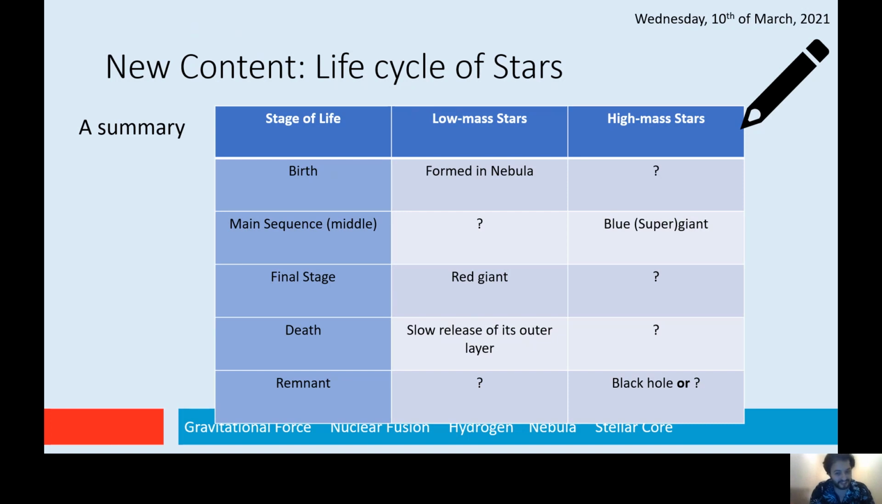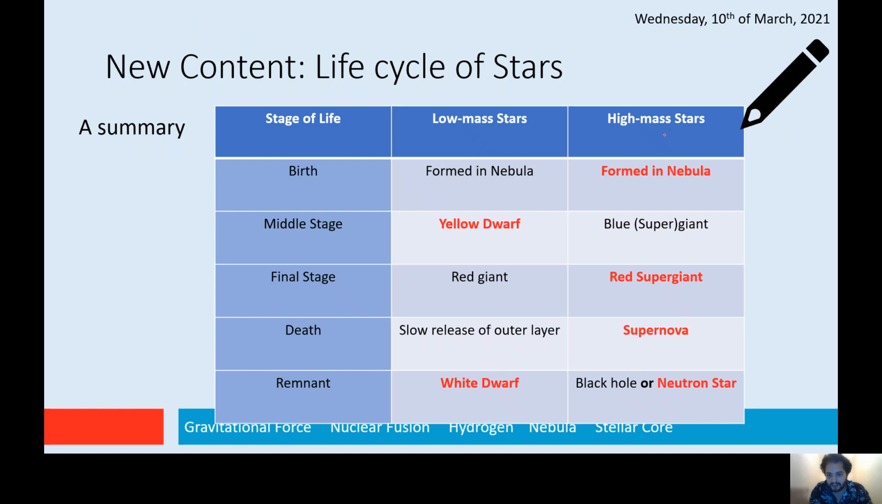So I'm going to assume you paused the video. So let's have a look at the answers. Both low mass and high mass stars are born in nebulas. The middle stage, the main sequence of a low mass star, is called a yellow dwarf. I don't think many people know that. The final stage of a high mass star is a red supergiant. Just adding the word super to it, not that complicated.